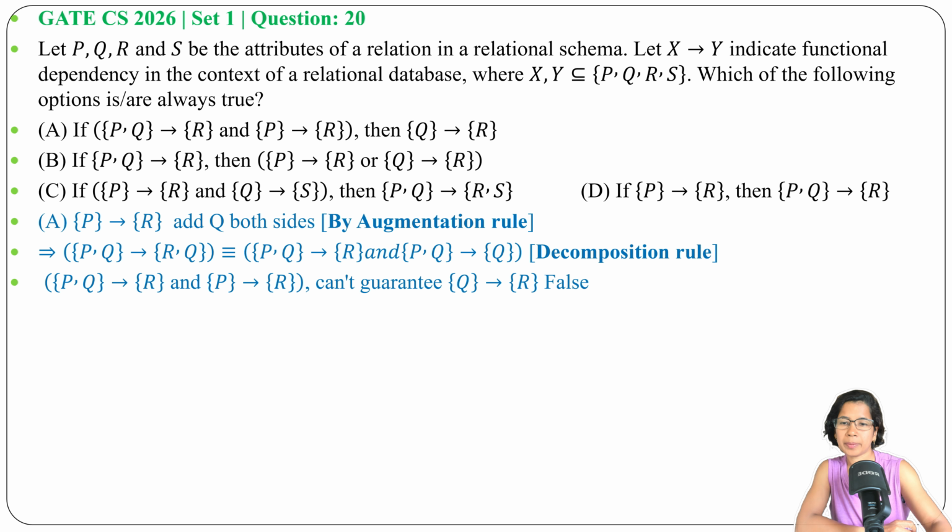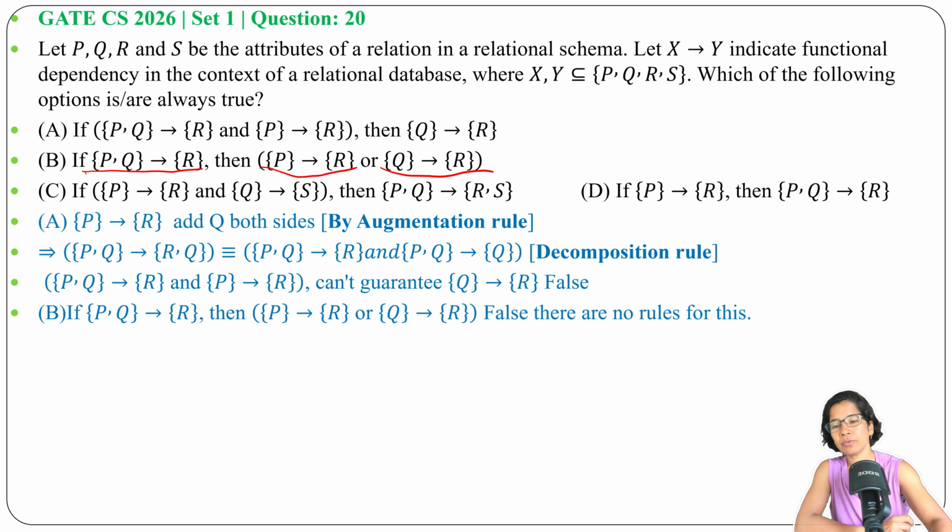Next check option B. PQ implies R, then P implies R or Q implies R. This is false. There are no rules for this. We can separate the right side but not the left side. It is written as P implies R, Q implies R. There are no rules for this. Hence option B is also false.